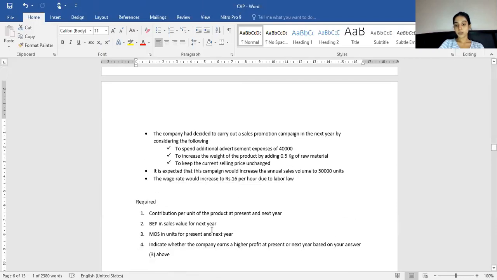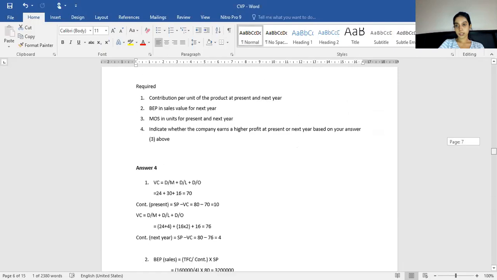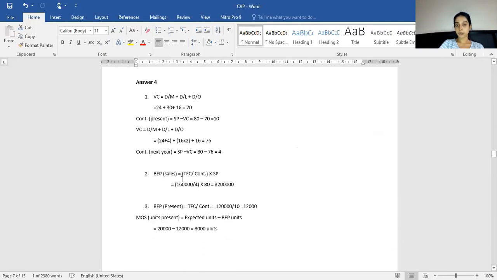Break-even point in sales value for the next year. For the next year, we have to calculate the fixed cost as well. It is expected that the campaign would increase the annual sales volume to 50,000 units. And here, to spend additional advertisement expenses of 40,000, our fixed cost has to be increased by 40,000. Annual fixed cost is 120,000 in the present situation, plus that 40,000 of increment.